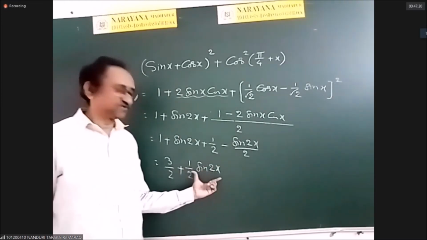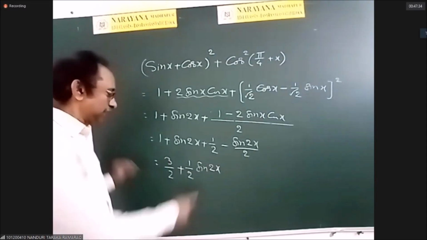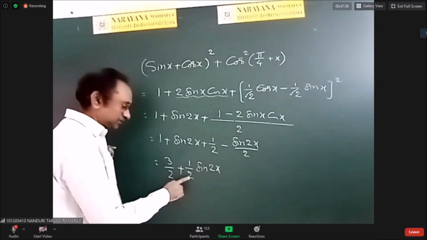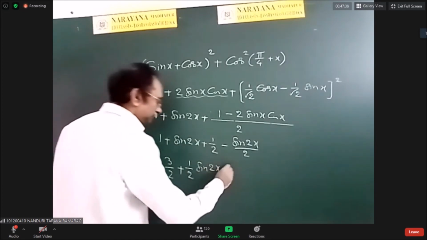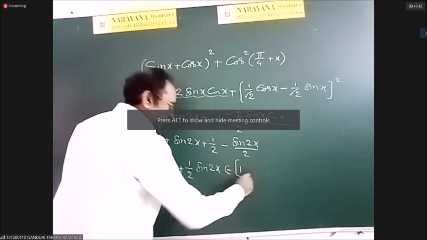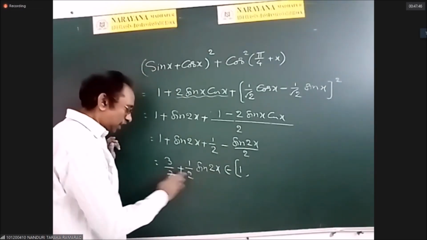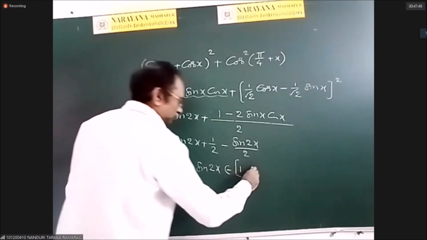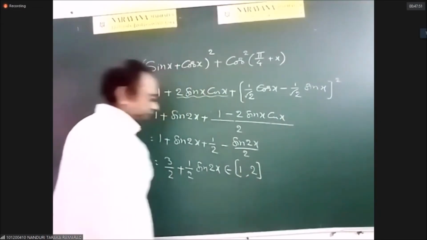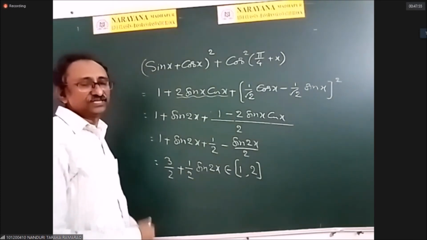What is the range of sin 2x? Minus 1 to 1. So minimum is minus 1 into half, minus half plus 3/2. That is 3/2 minus 1/2, 2/2, 1. Minimum is 1. What is maximum of sin 2x? 1. Half plus 3/2, 4/2, that is 2. So closed interval 1 comma 2. So that is the range.